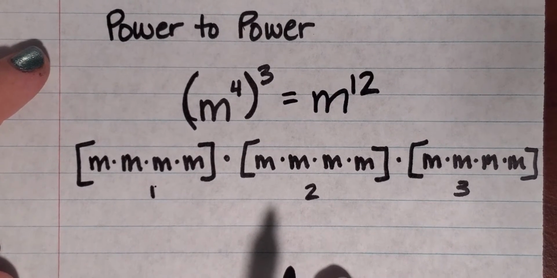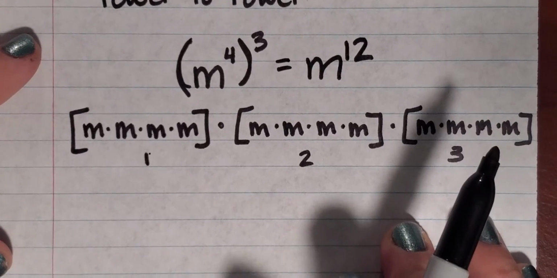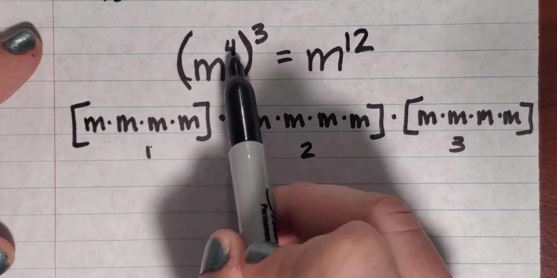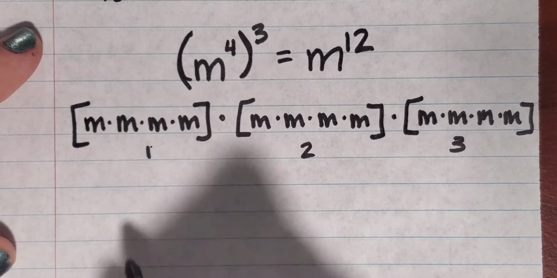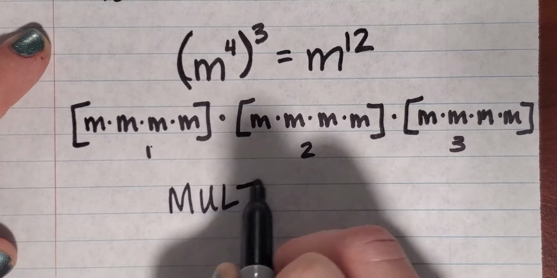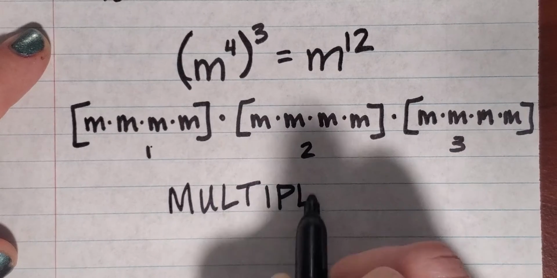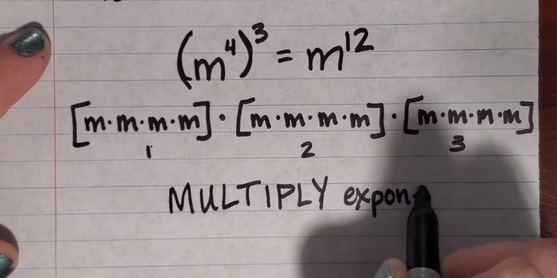So the shortcut, rather than having to write and expand all of this out, is just knowing that when I have a base with a power to a power, I need to multiply the exponents. So I have to multiply the exponents when I have a power to a power.